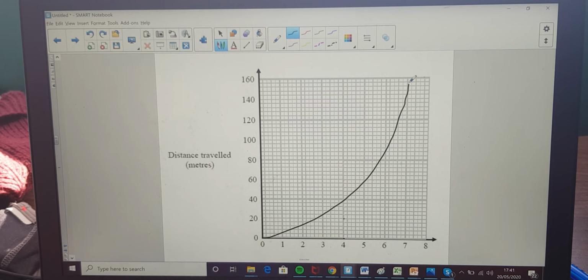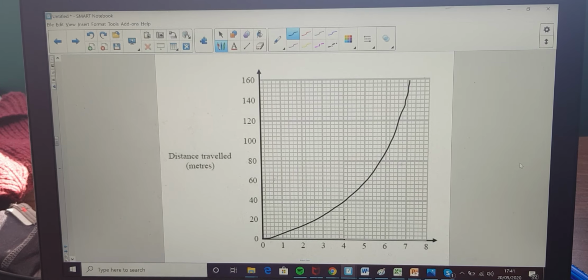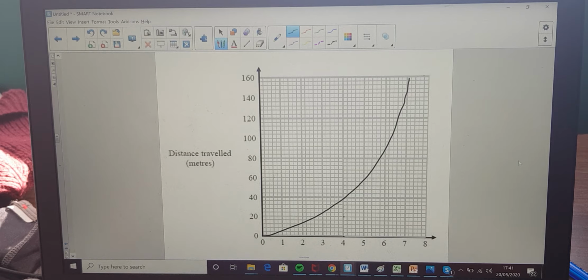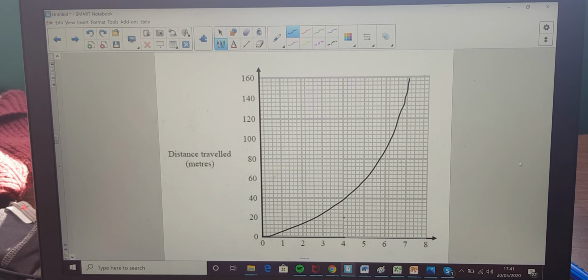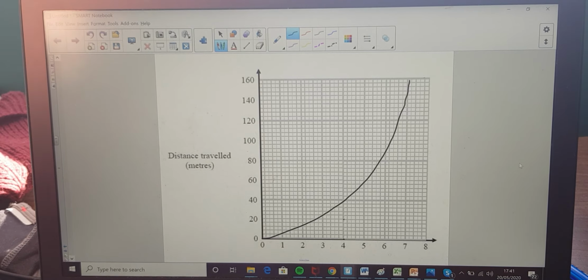What if it wasn't like that? What if it was this, a curve? Well, what would a curve tell us? A curve would tell us that it is not moving with a constant speed. If something is not moving with a constant speed, its speed must be changing. If it's a curve and the speed is changing, it must be acceleration. Acceleration is the change in speed.